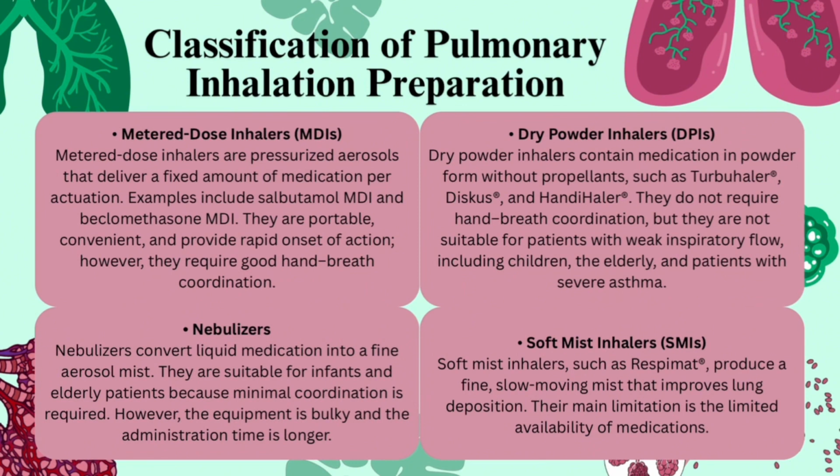Third, nebulizer. Nebulizers convert liquid medication into a fine aerosol mist. They are suitable for infants and elderly patients because minimal coordination is required. However, the equipment is bulky and the administration time is longer. Fourth, soft mist inhaler, SMI. Soft mist inhalers such as Respimat produce a fine, slow-moving mist that improves lung deposition. Their main limitation is the limited availability of medication.